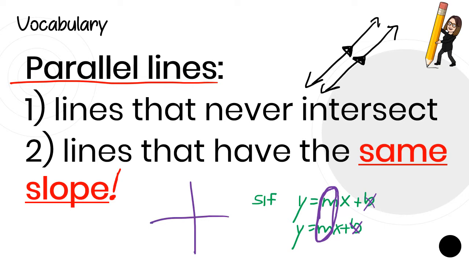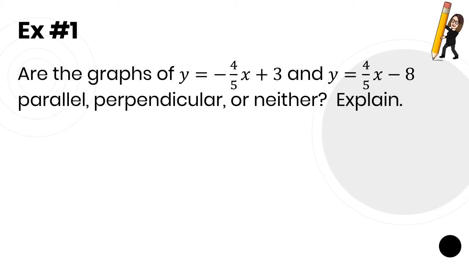So for example, I might have a line like this. And I might have a line like this, and they both have m's of 1, right? And they have different y-intercepts. Okay, so that's what we're going to work on today. So let's look at a few examples.